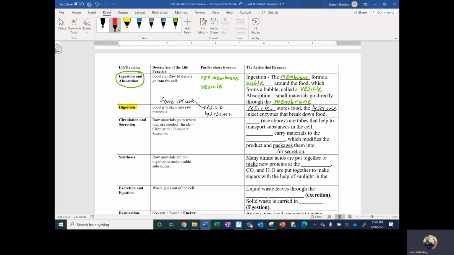Secretion. So this is the one we outlined in red, so we'll write this one in red. The raw materials go to where they're needed, inside circulation, outside secretion. So there's a bunch of parts that are involved in this. This is going to be the ER, the cytoplasm, the Golgi, vesicles, and membrane.